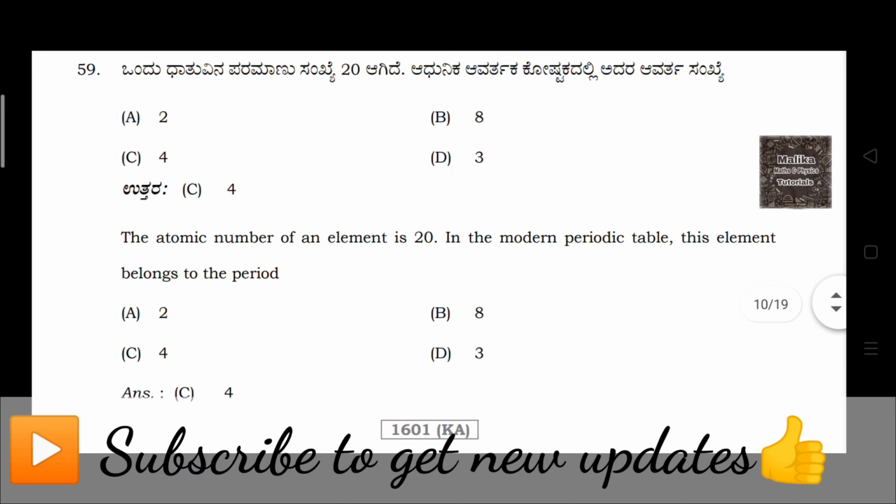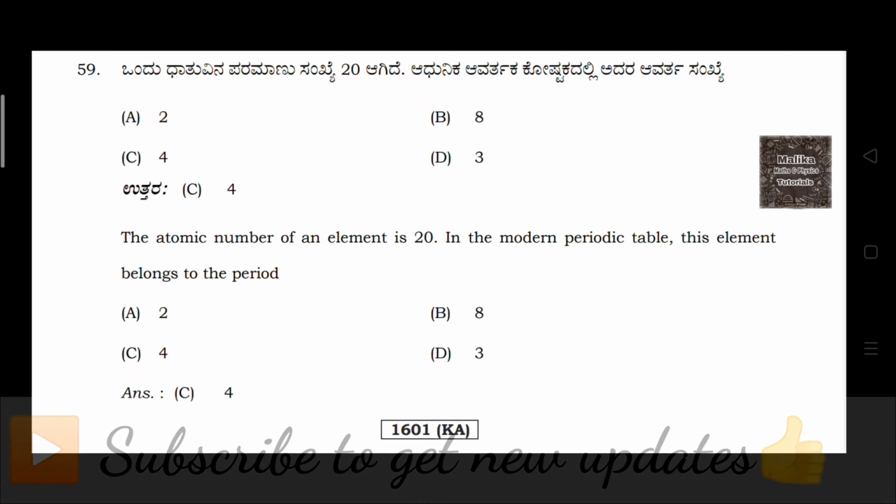Next question number 59. The atomic number of an element is 20. In the modern periodic table, this element belongs to period 4.